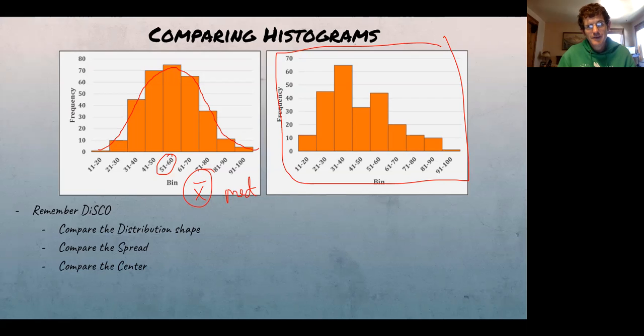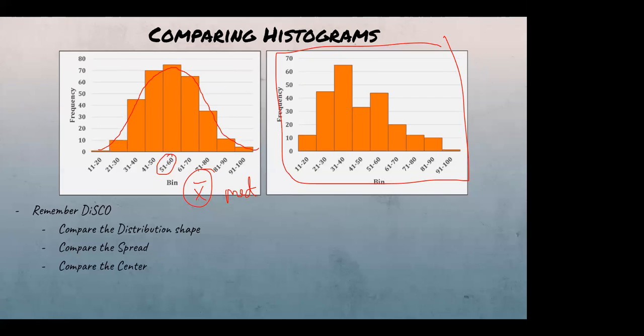Now you could spend your time counting because these are frequencies and figuring it out, but we don't have to be that exact right here. Any thoughts on the center there? Would it be like 61 to 70?